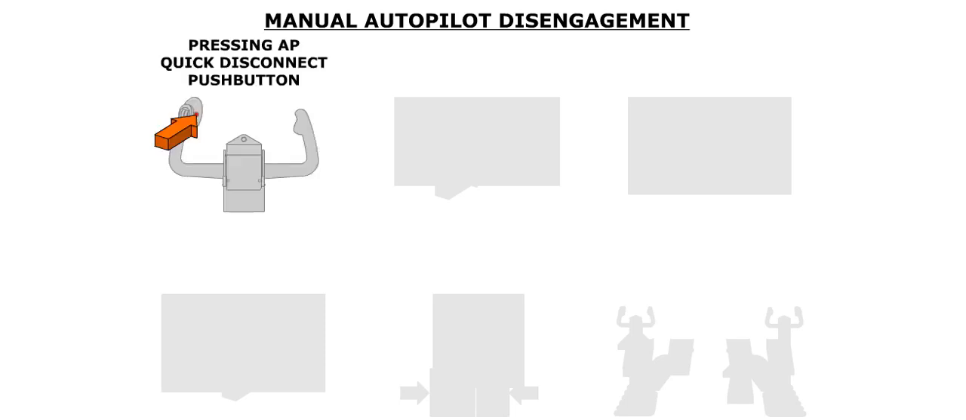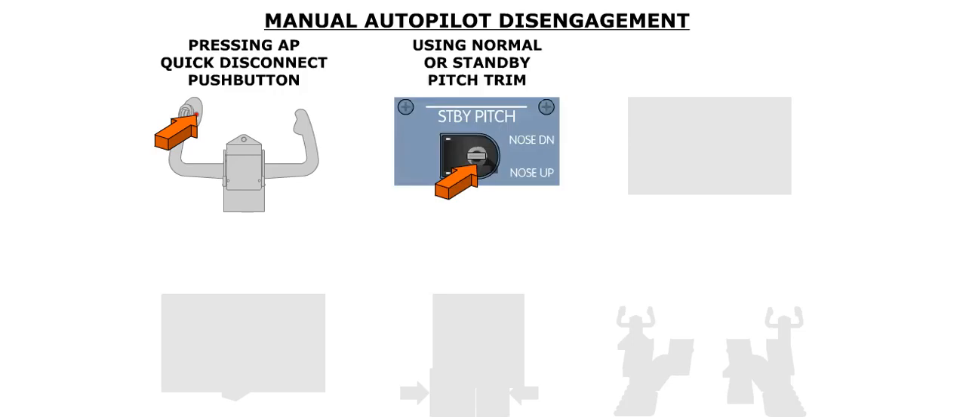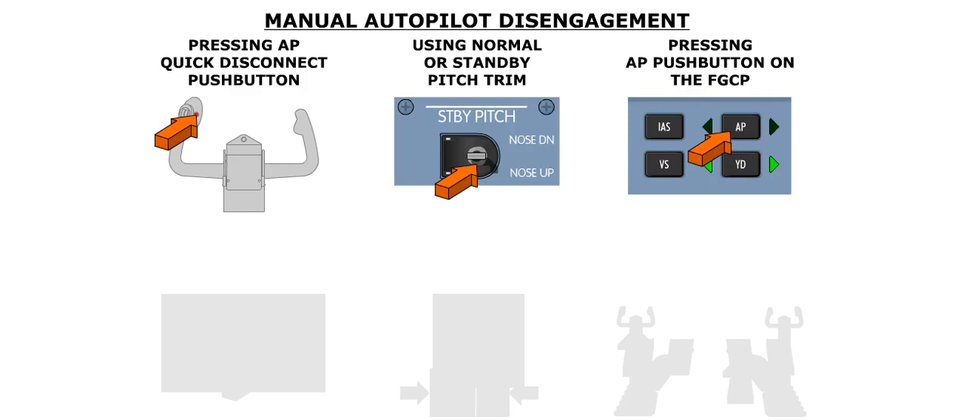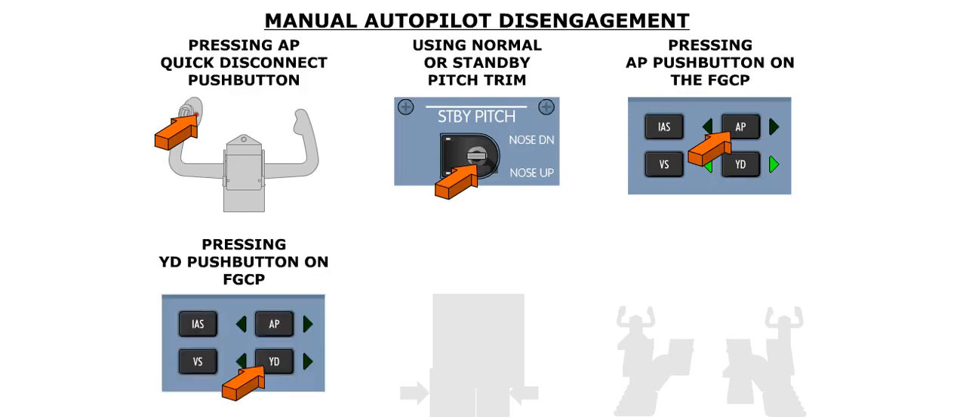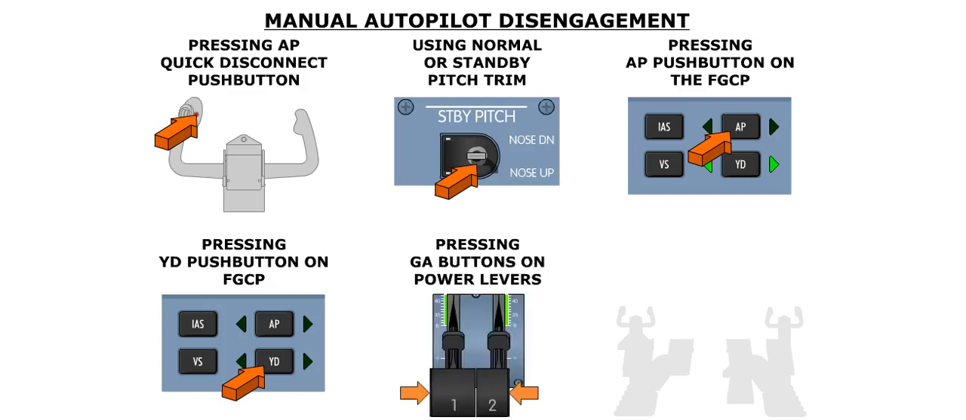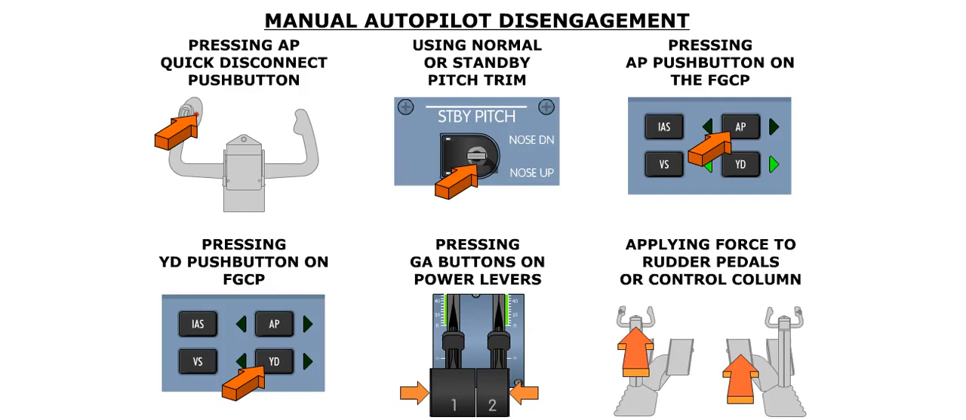The autopilot can be disengaged either manually or automatically. The autopilot can be manually disengaged by using one of the autopilot quick disconnect push buttons on the control wheels. Using pitch trim, either normal or standby pitch trim. Pressing the AP push button on the FGCP. Pressing the YD push button on the FGCP. Using one of the go-around buttons on the power levers. Or by applying a force on either of the rudder pedals or the control column.